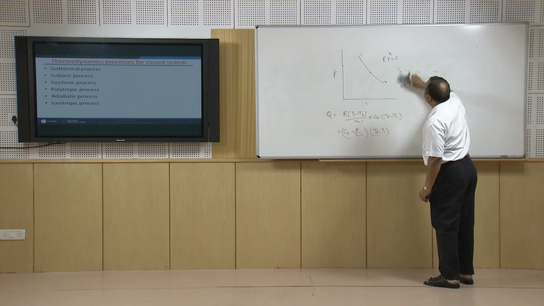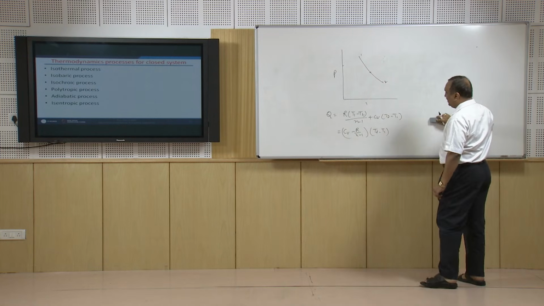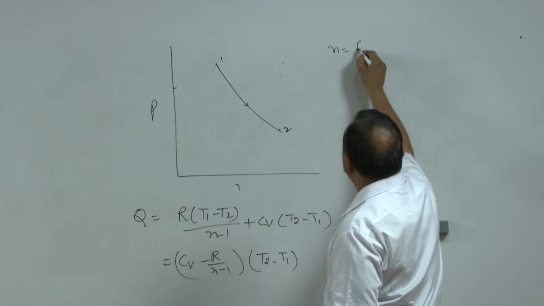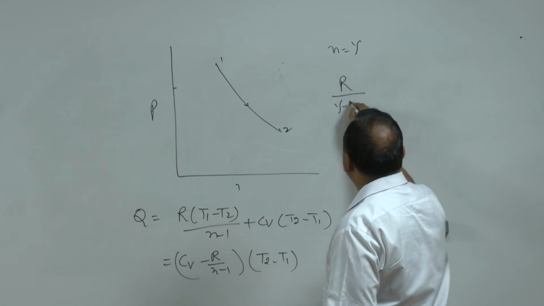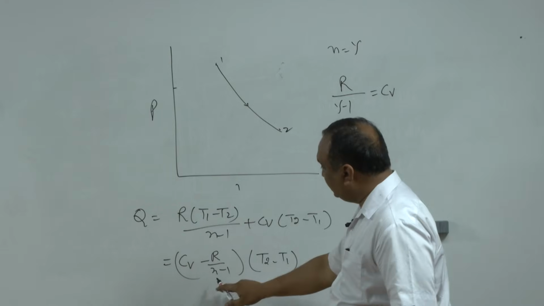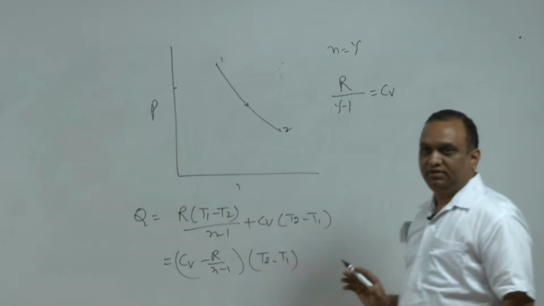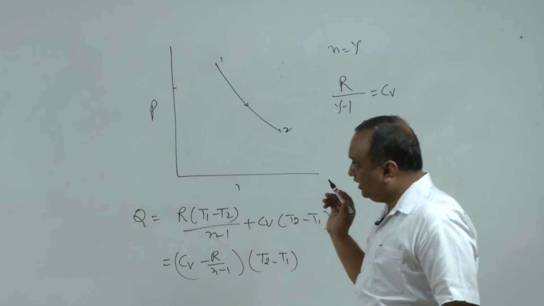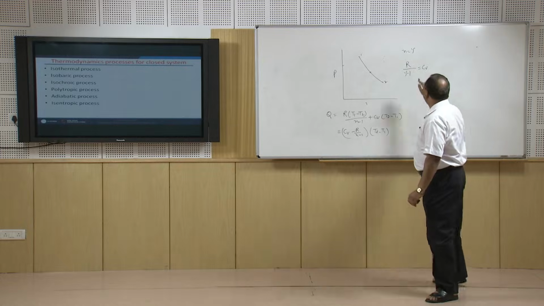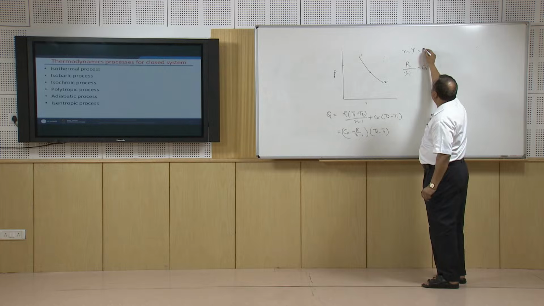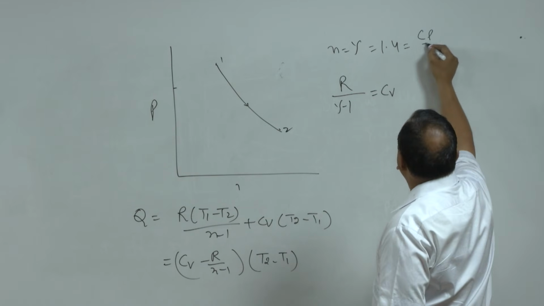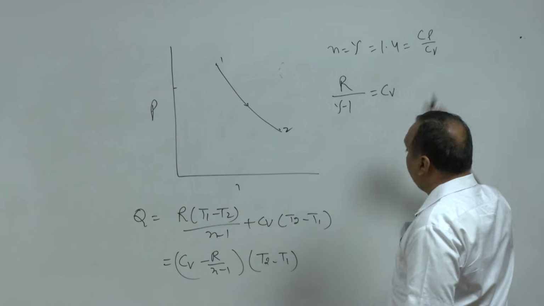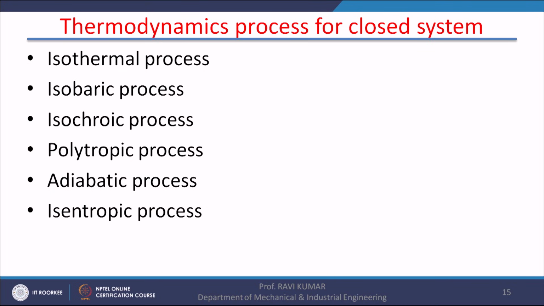Now in this case, suppose I take n equal to gamma. When I take n equal to gamma, R by (gamma minus 1) becomes Cv, and when this becomes Cv, the heat transfer is 0. So in an adiabatic process, where gamma, for example for air, is equal to 1.4, and it is the ratio of Cp and Cv, the specific heat at constant pressure and the specific heat at constant volume, the polytropic process becomes an adiabatic process, and there is no heat transfer.